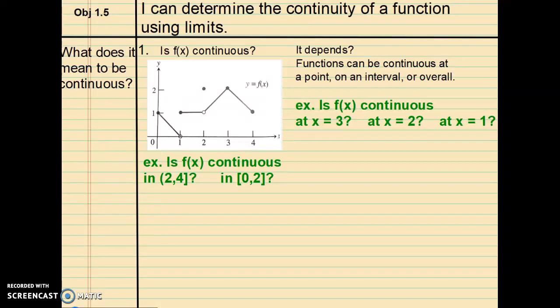Hello there, class. This video is going to be addressing the very last objective of the unit. That would be objective 1.5, which is to determine the continuity of a function using limits.